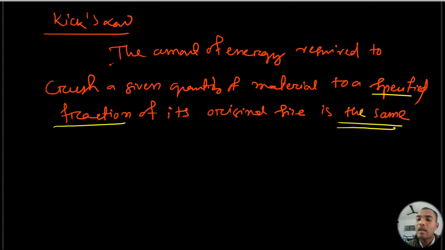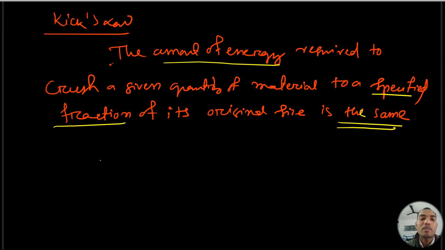Means suppose I reduce my size from 100 millimeter to 10 millimeter, which is the ratio of 1:10 or 10:1, or 50 millimeter to 5 millimeter diameter, that is also 1:10 or 10:1 ratio. Then it says the same amount of energy will be consumed.